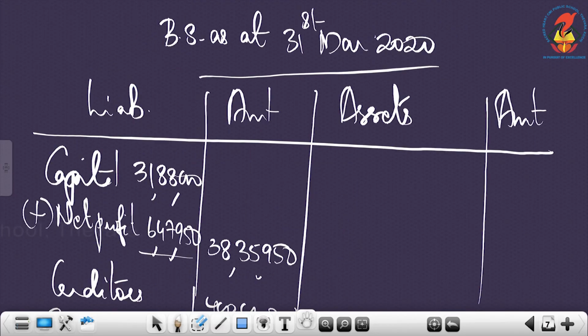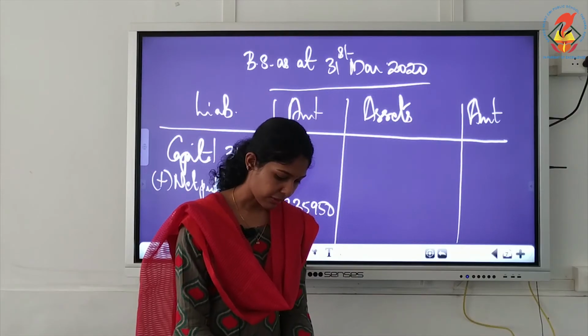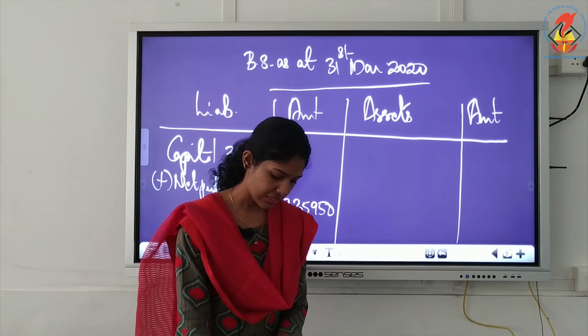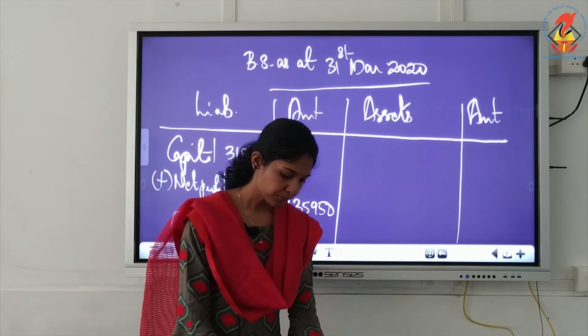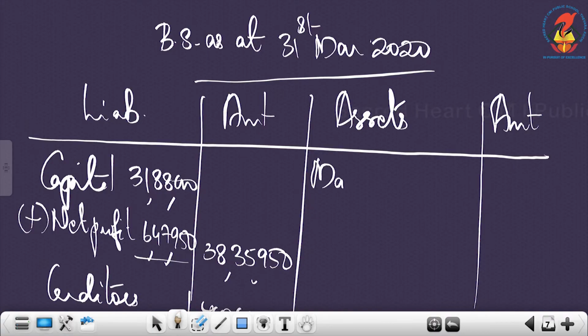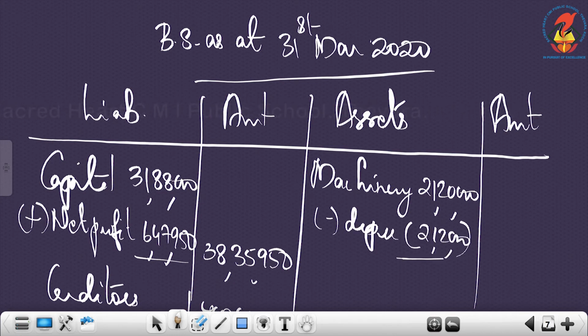Depreciation also on the asset side. So we will start the asset side. Write the fixed assets first, that is machinery we will write first. Machinery is the fixed asset given against which we have an adjustment. Consider that also. So machinery, the amount is 21,20,000 less depreciation 2,12,000. So the amount is 19,08,000.